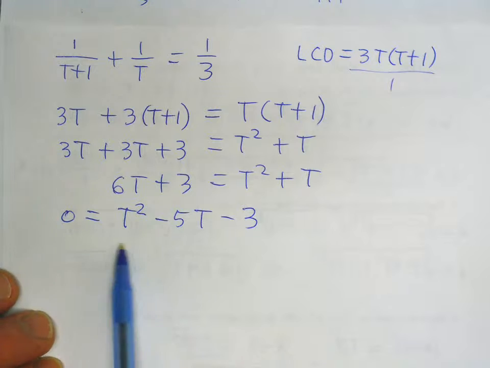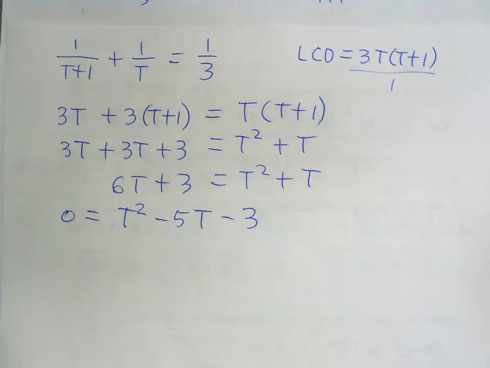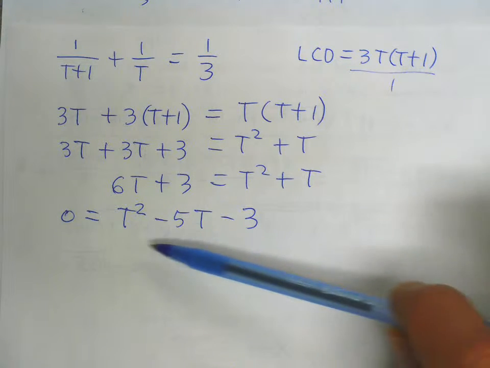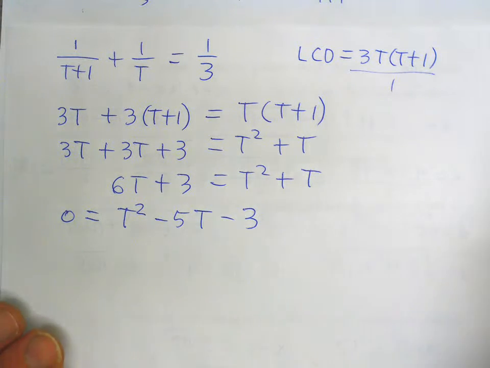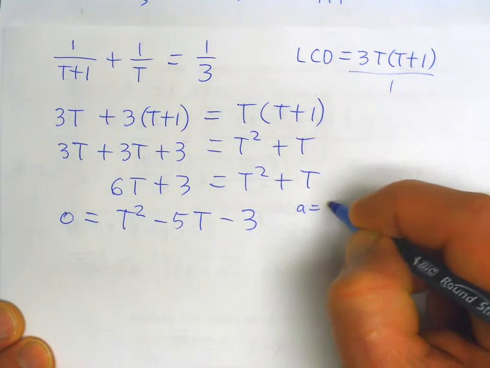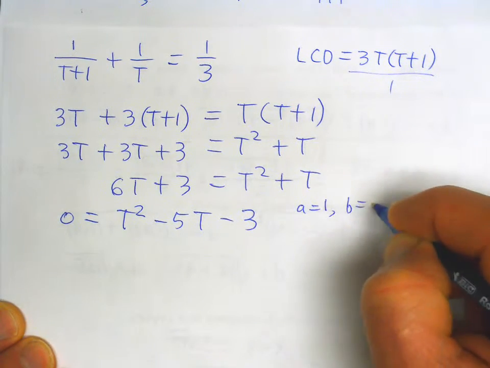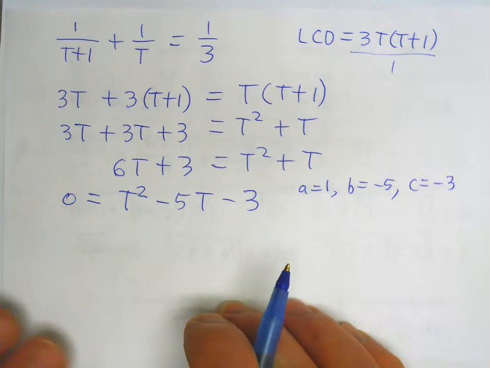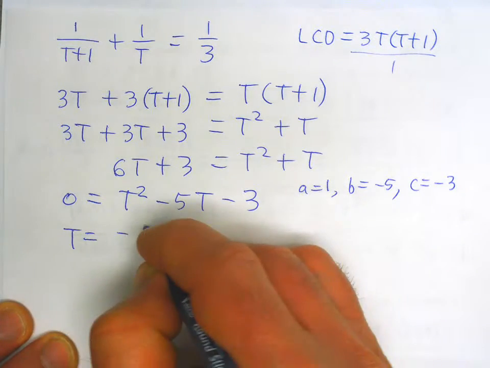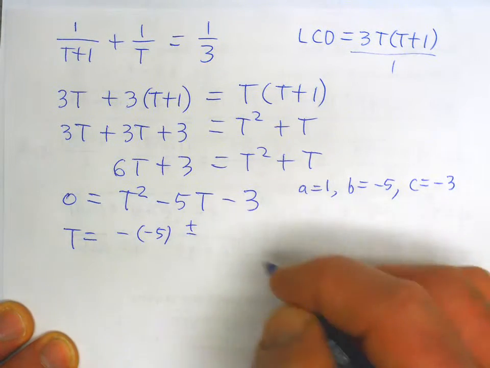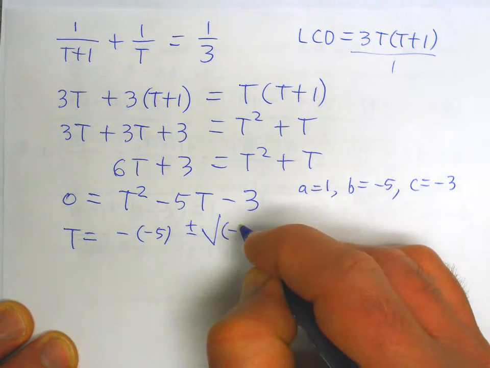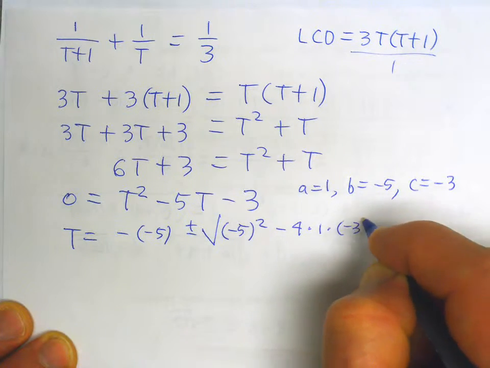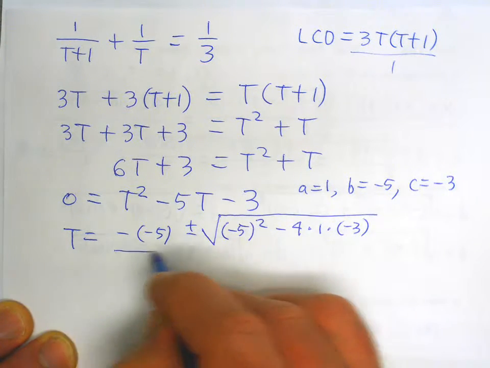Well, we can't solve this by factoring. That is, t squared minus 5t minus 3 cannot be factored with integer coefficients. So we'll use the quadratic formula. If a is 1, b is -5, and c is -3, we get t equals the negative of -5 plus and minus the square root of the number -5 squared minus 4 times 1 times -3, all divided by 2 times 1.